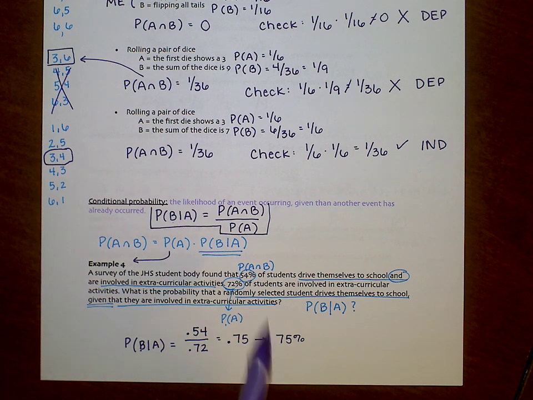So these ones are a little bit tricky, but if you can go through and label what the different numbers and values are and figure out what it is that you're trying to solve for with that conditional probability, it usually just ends up being a division problem. I'm just dividing these two numbers. It's just a matter of getting it set up correctly.